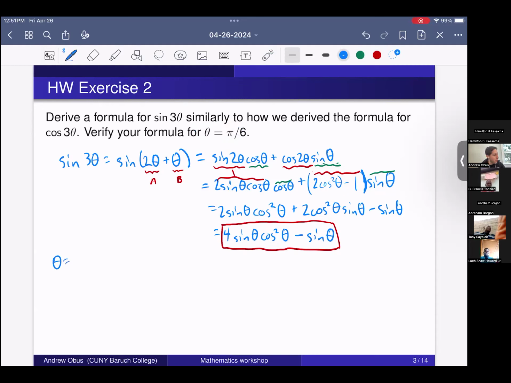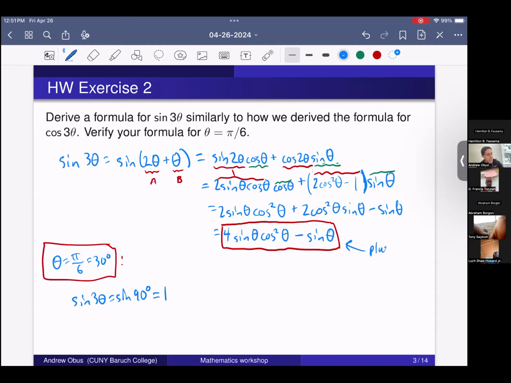So for theta equals pi over 6, otherwise known as 30 degrees, let's verify this. What do we have? We have sine of 3 theta is sine of 90 degrees, and that should be 1. And over here, if we plug in theta equals 30 degrees, we have 4 times sine of 30 degrees times cosine squared of 30 degrees minus sine of 30 degrees.